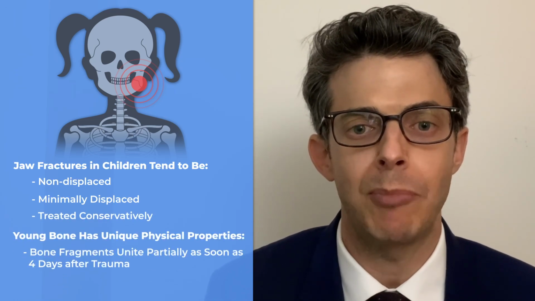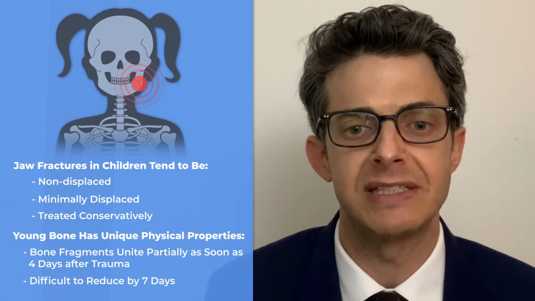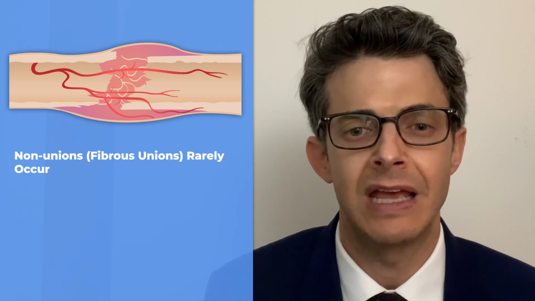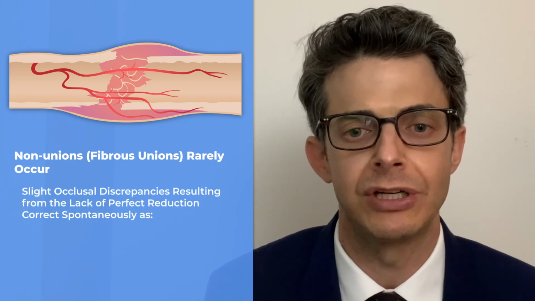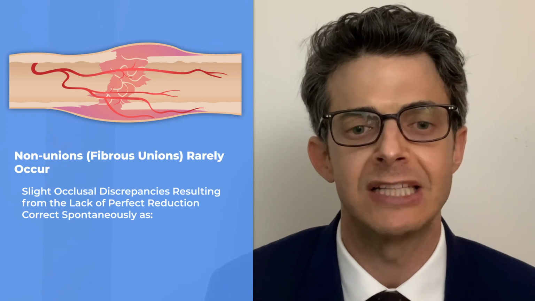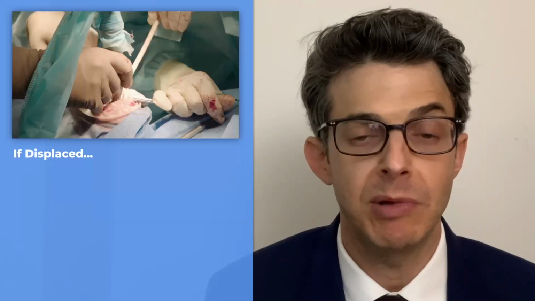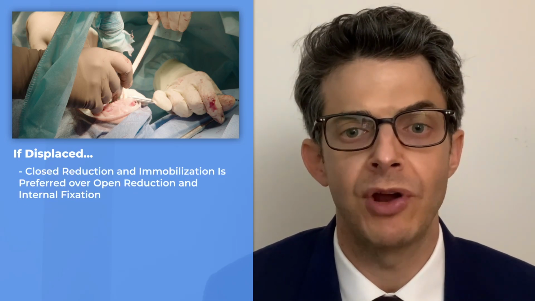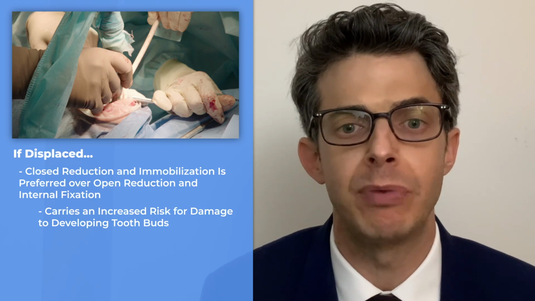Bone fragments unite partially as soon as 4 days after trauma and are relatively difficult to reduce by 7 days. Non-unions or fibrous unions rarely occur, and very slight occlusal discrepancies resulting from the lack of perfect reduction correct spontaneously as the permanent teeth erupt and the bone undergoes remodeling with function. If displaced, closed reduction and immobilization is preferred over open reduction and internal fixation, which carries an increased risk for damage to developing tooth buds.